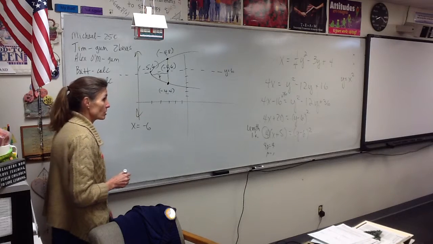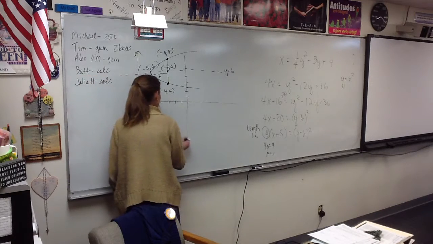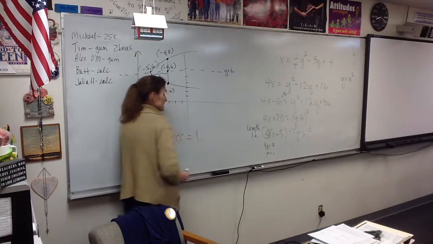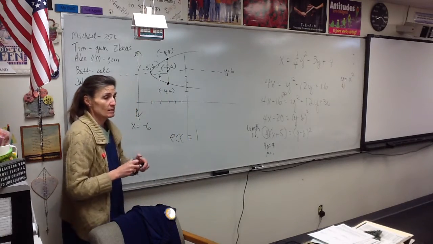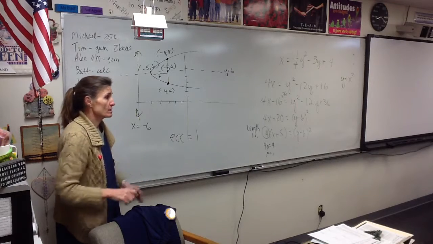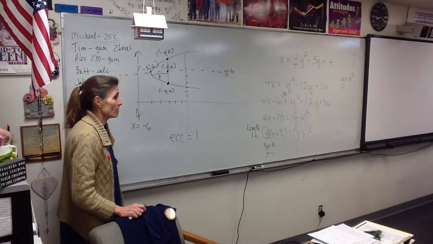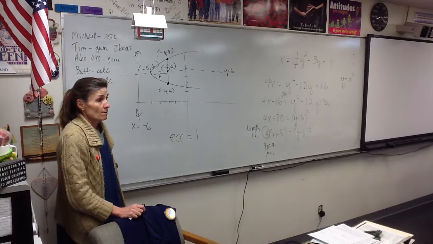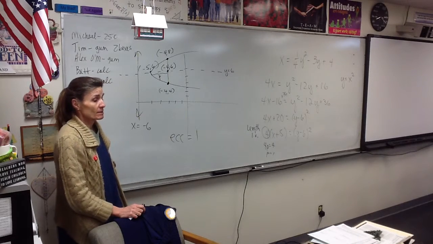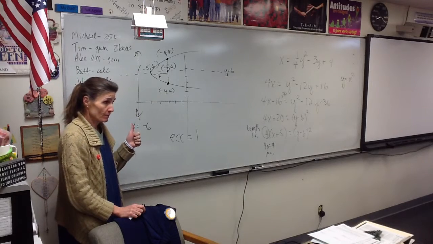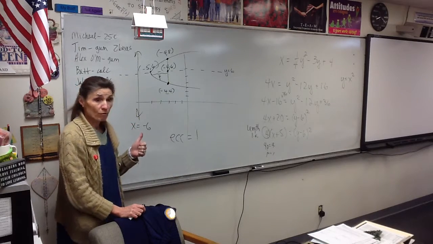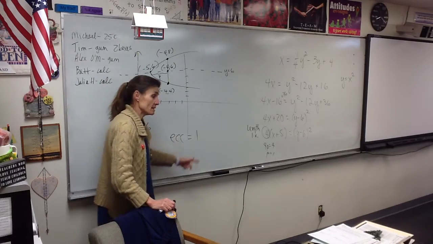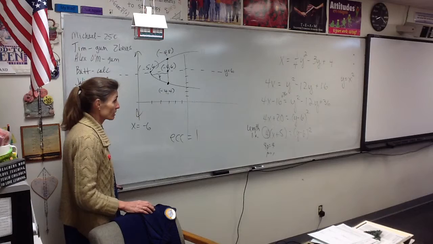One thing we didn't talk about before, I'm going to throw it in now, another new piece of information. The eccentricity of this parabola and all parabolas is 1. Now we've talked about eccentricity for ellipses, and it was a fraction, less than 1. For a parabola, it's equal to 1, and tomorrow we'll talk about the hyperbola.